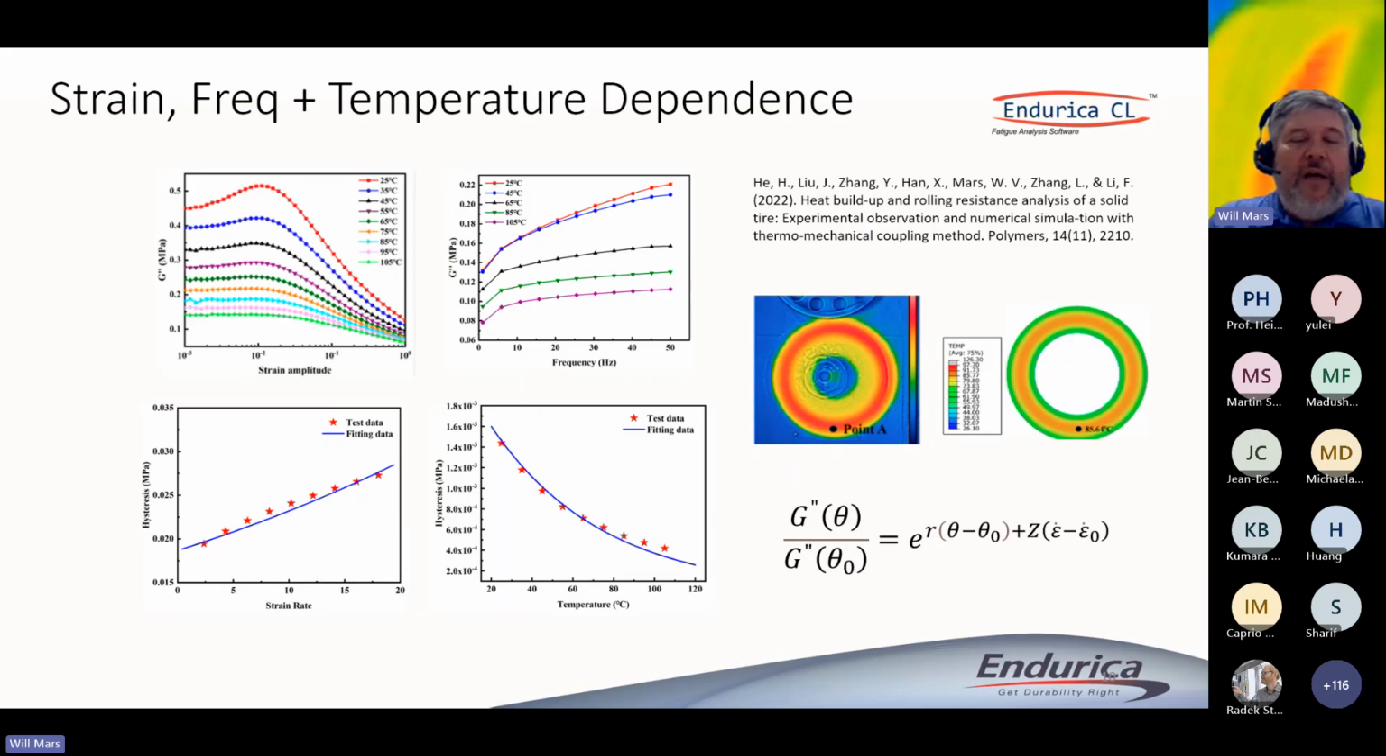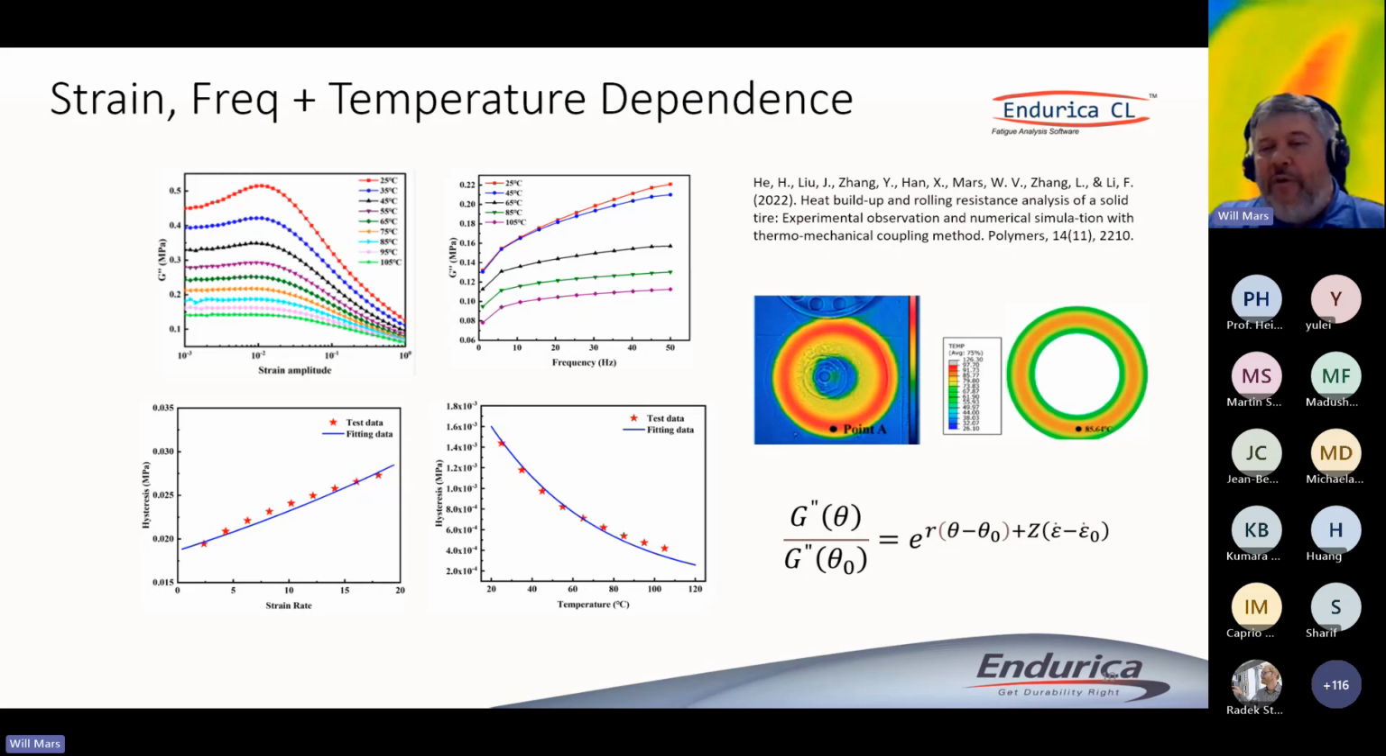This is an example of one paper from a group in China, Fanzu Li at Beijing University of Chemical Technology. They made models using the Krauss model, and you can see also this one had a frequency dependence defined, and they actually built a solid cross-section tire and rolled it on a small wheel, measured it with infrared, and using these types of models, you can make very practical calculations that work really well.